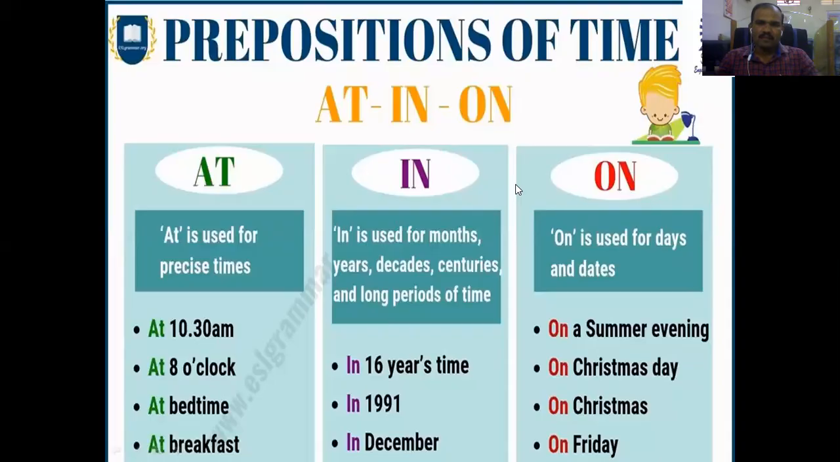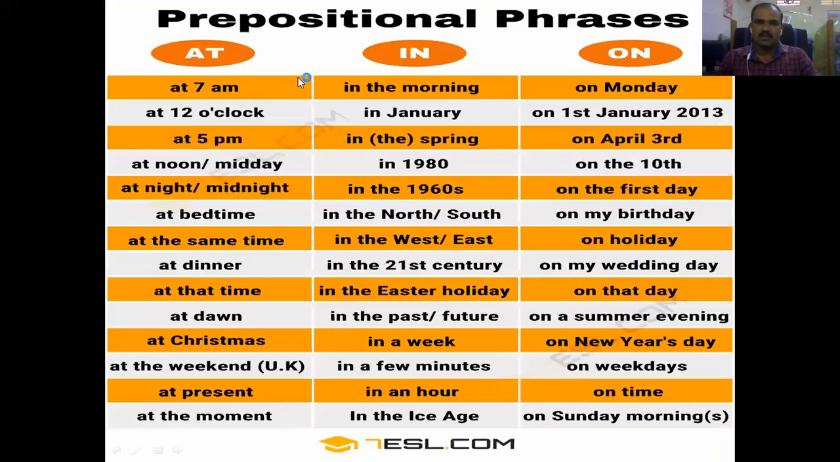Got it? Now next thing is there, prepositional phrases. So at, in, and on. At 7 a.m., at 12 o'clock, at 5 p.m., at noon, at midday, at night, at midnight, at bedtime, at the same time, at dinner, at that time, at dawn, at Christmas, at the weekend, at present, at the moment, in the morning, in January, in the spring. Spring is the season. So in 1980, in the 1960s, in the north and south, in the west and east, in the 21st century, in the Easter holiday, in the past, in the future, in a week, in a few minutes, in an hour, or in the ice age.